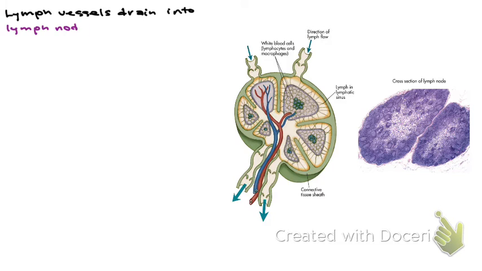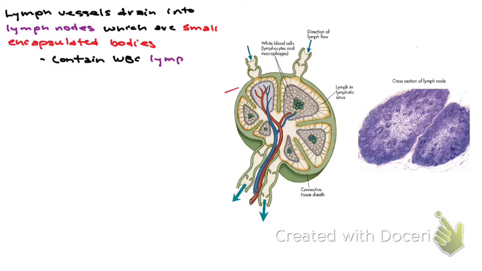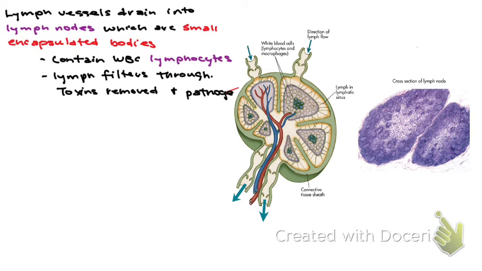The lymph vessels will then drain into lymph nodes, which are small, discrete, encapsulated bodies within the chain of the lymph vessels. They contain white blood cells called lymphocytes. So the lymph, or the fluid that is within the lymphatic system, will filter through these lymph nodes, and toxins and pathogens will be removed and destroyed.